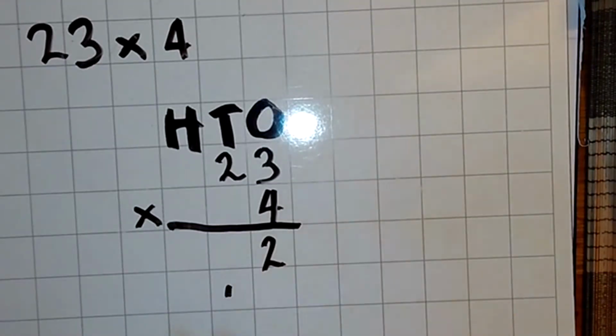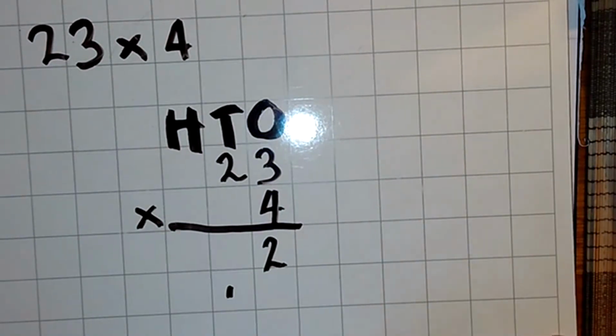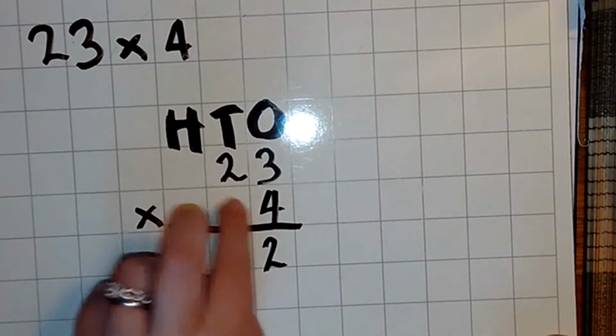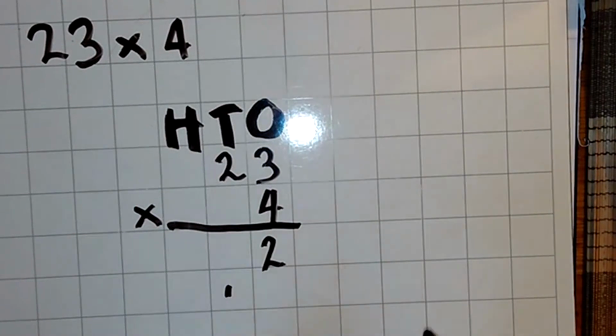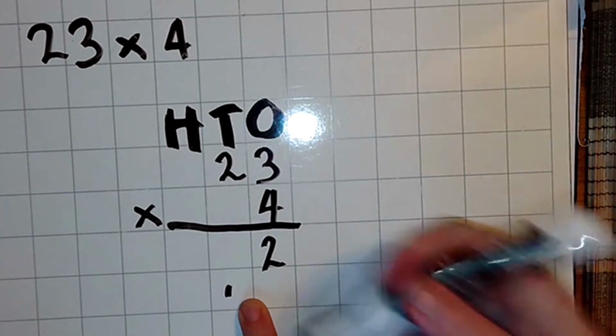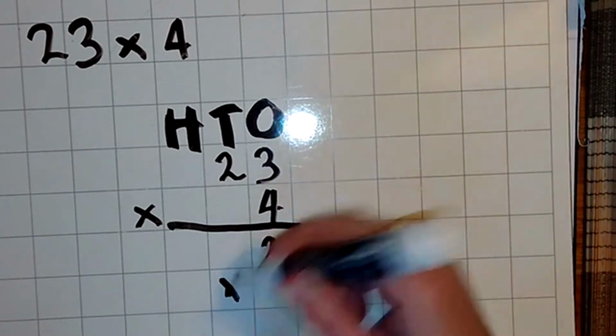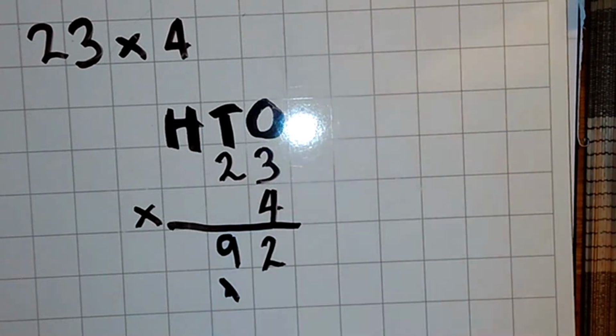So I'm going to put my little one down there. Some of you prefer to put it up there. It doesn't matter as long as you don't forget about it. Then 2 times 4. So 2 groups of 4 is equal to 8. And then I need to add on my extra group of 10. So my answer is 92.